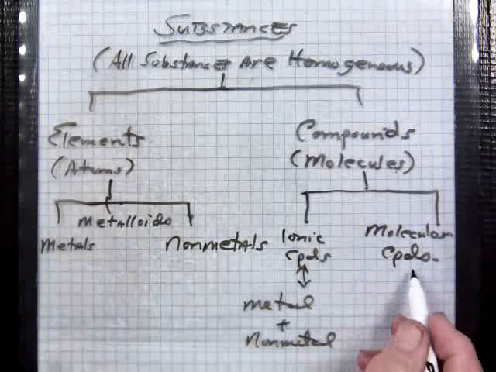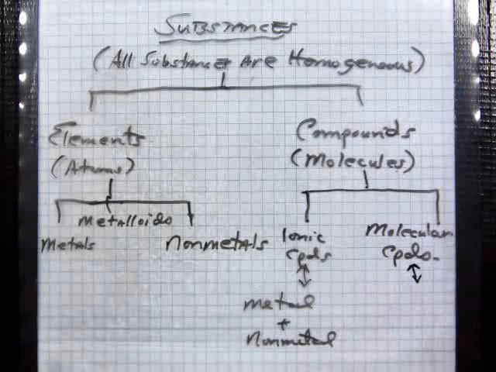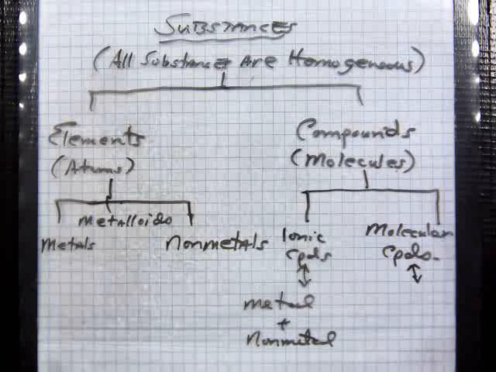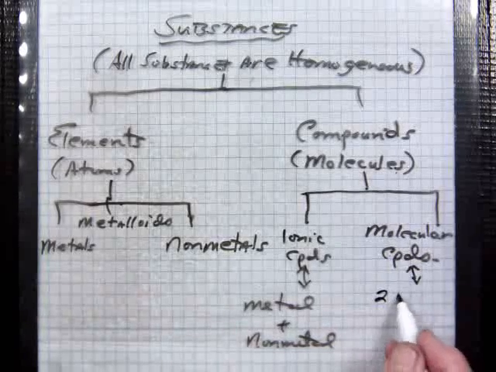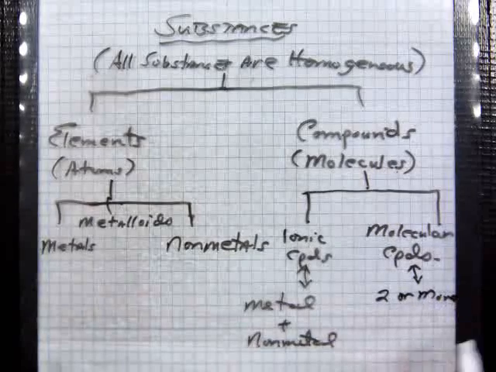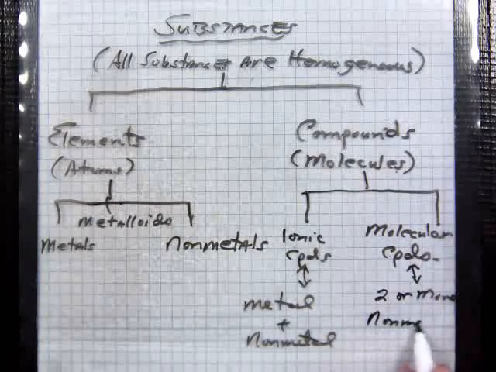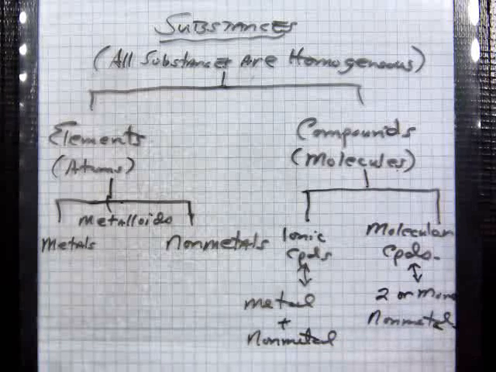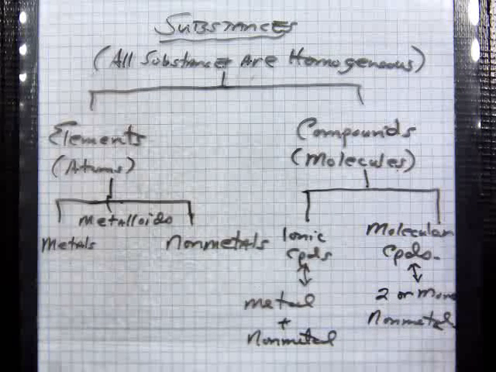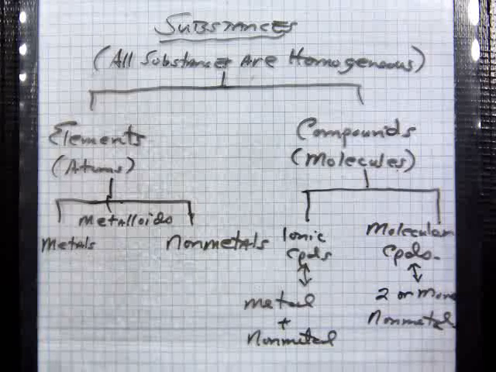Molecular compounds are those compounds made up of two or more nonmetals. They do not ionize. And they have certain behavior and properties and characteristics that we will study in great detail, and how to untangle the mystery of what a molecule will do by looking at certain properties within the structure of that molecule.